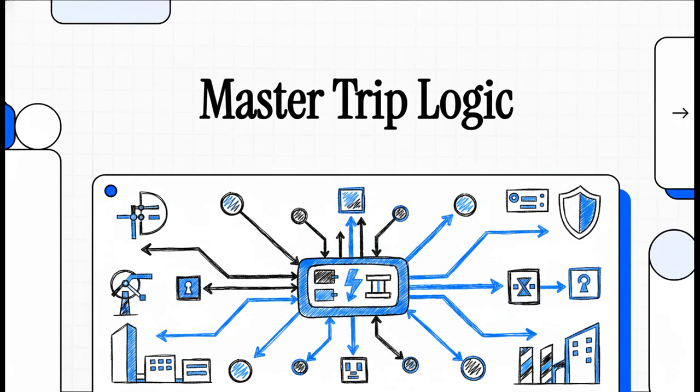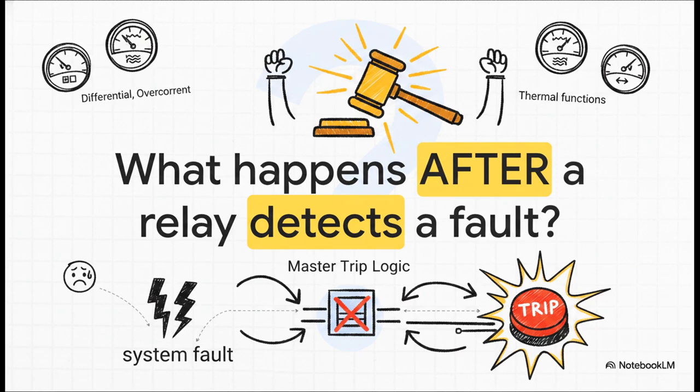Welcome to this explainer on master trip logic. Today, we're diving straight into the central switchboard of power system protection. We are looking at the absolute critical junction that takes a localized fault detection and turns it into a perfectly coordinated, plant-wide shutdown. So what actually happens after a relay detects a fault?